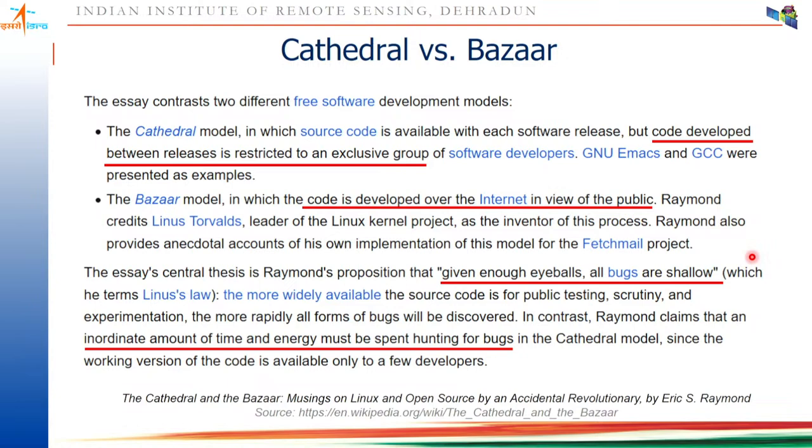Raymond claims that an inordinate amount of time and energy must be spent in hunting for bugs in the cathedral model, that is the first model discussed here, since the working version of the code is available only with a few developers. So you can see how a closed development environment is very different from an open development environment, and how that brings benefit in terms of making the software better and removing the errors or bugs in the software.